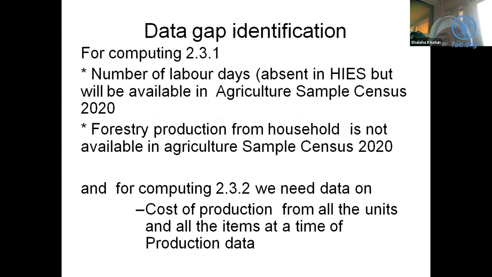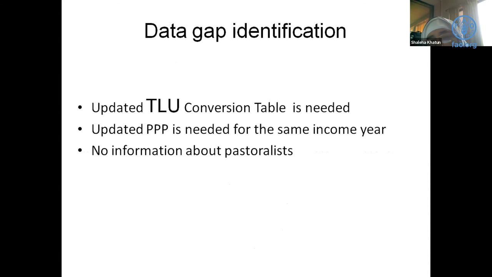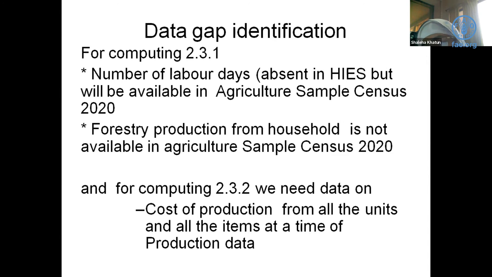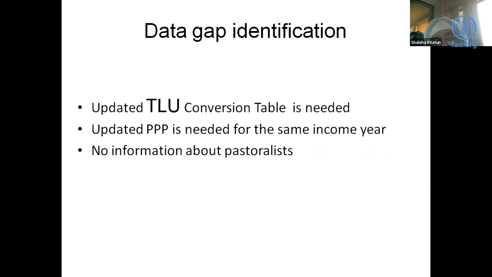For computing 2.3.2, we need data on cost of production from all the units and all the items at the time of production data. But you see, we have cost of production surveys at several times for several crops, not at a time. And these cost of production data we will get from the agriculture sample census 2020. So we think agriculture sample census 2020 will meet our data requirement. And another one is that an updated PLU conversion table is needed, and updated PPP is needed. And the pastoralist information is also absent in our data.